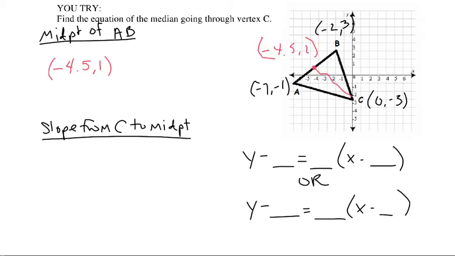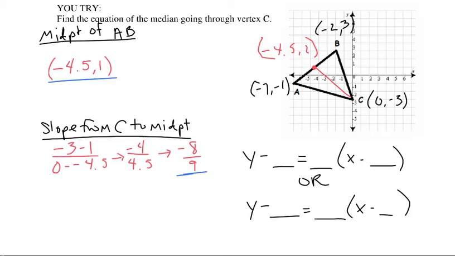So then if we would have chosen the vertex instead, this is what our equation would look like. y plus 3, because it's a -3, equals -8/9, parentheses x minus 0. So these are the different choices that you could have had depending on which coordinate you use, if it was the midpoint or the vertex.